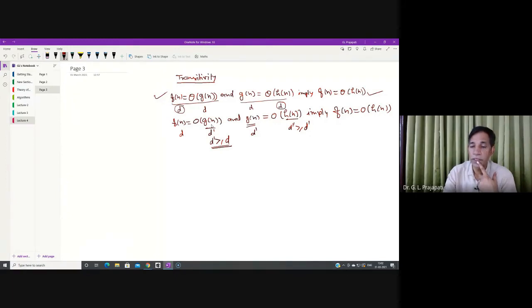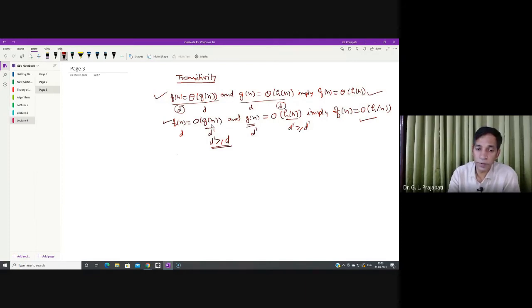It means the degree of h of n is either the same as f of n or more than f of n, and hence this relationship also holds true. So you can say that your big O notation also reflects the transitivity relationship.